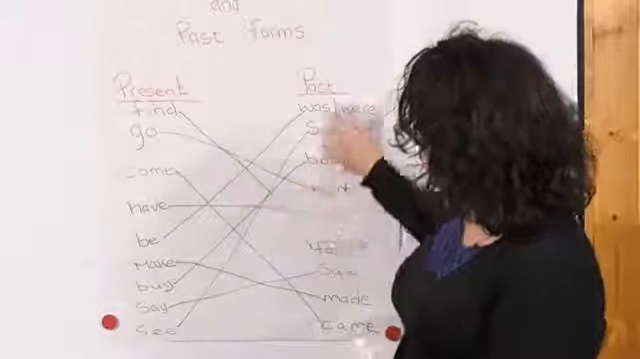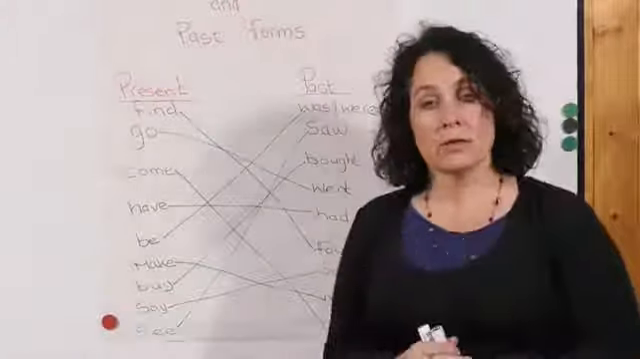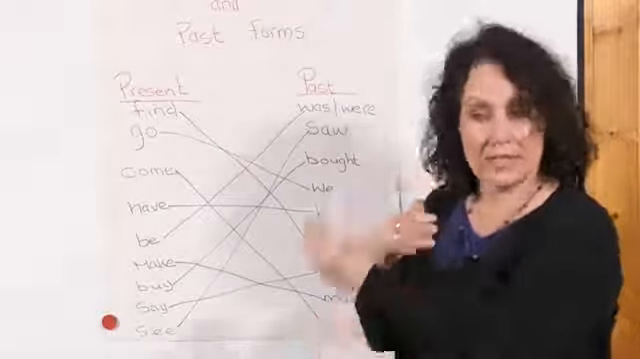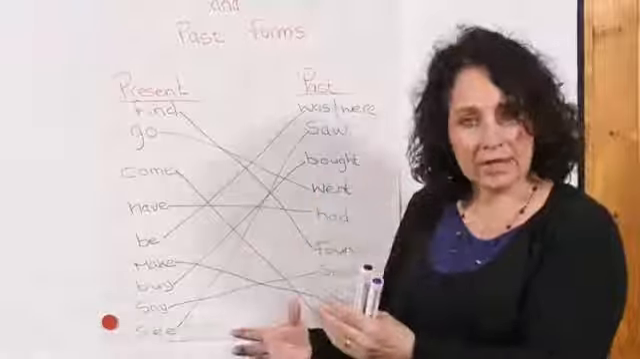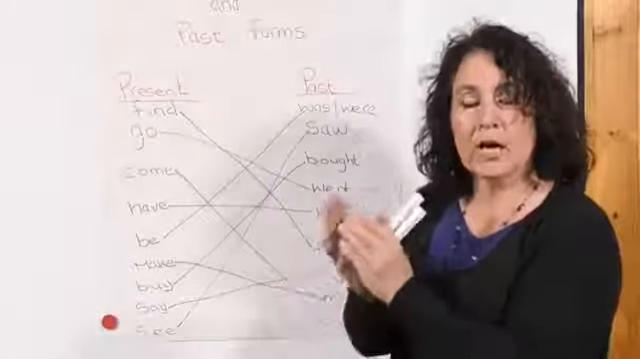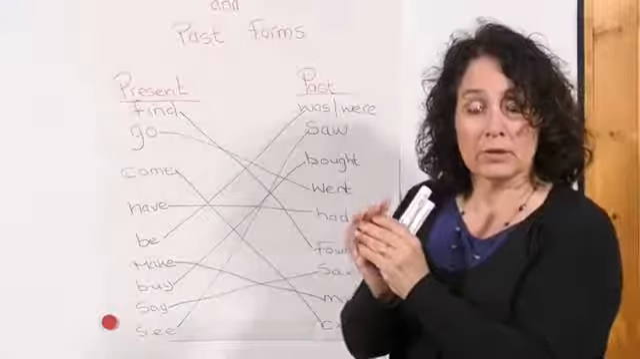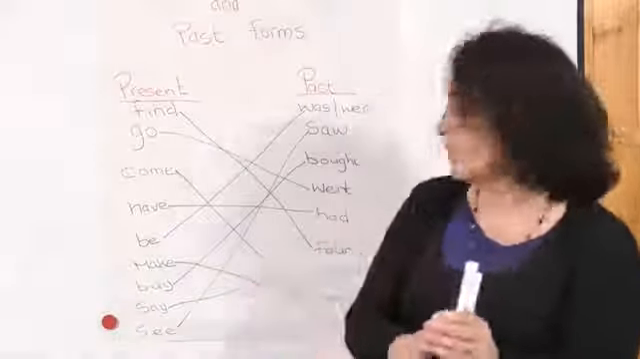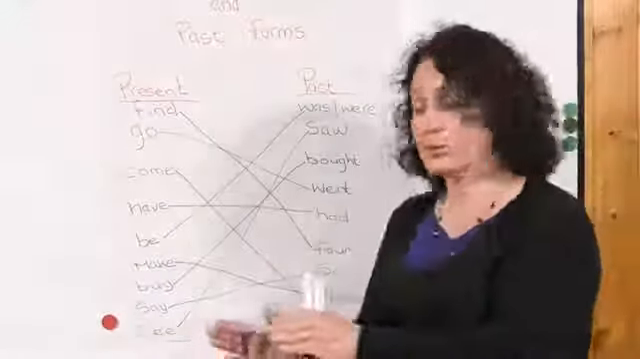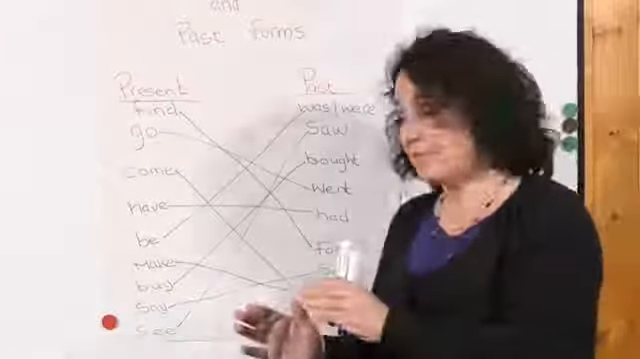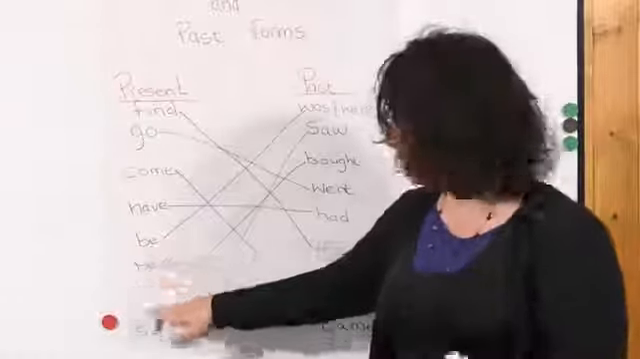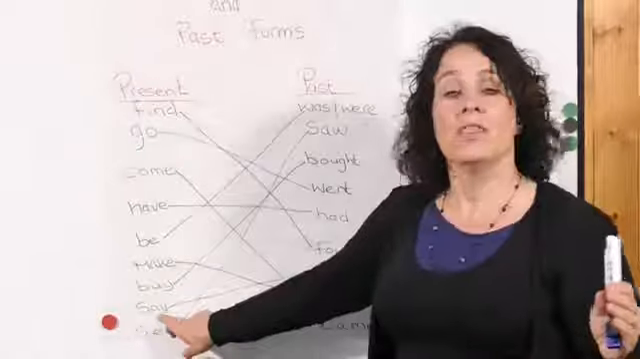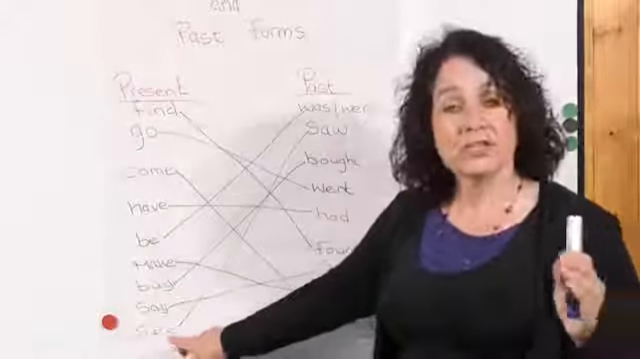Okay. So when you use the past form, you use them with time in the past. So yesterday, ago, last night, this morning. And we change the first verb. So the first verb is the verb after the subject. So I saw, I went, I found, she had, he was, they made, I bought, they said, they saw.